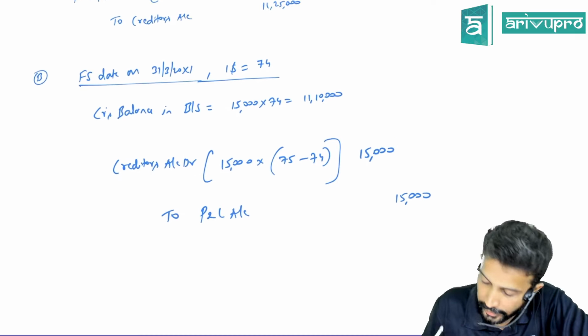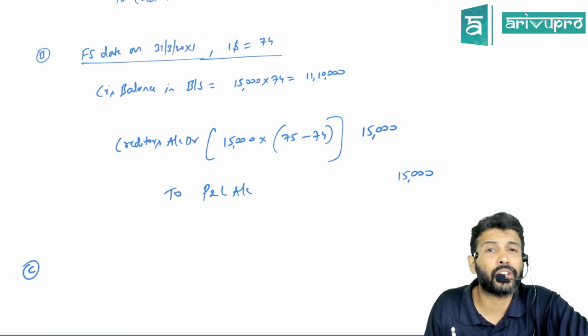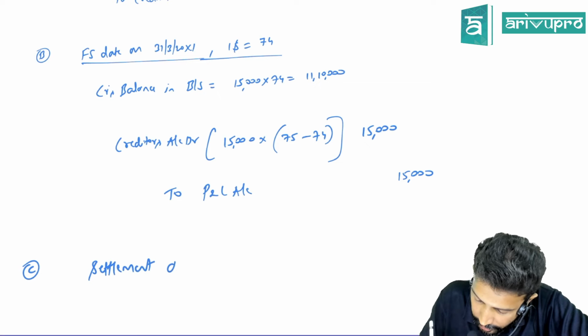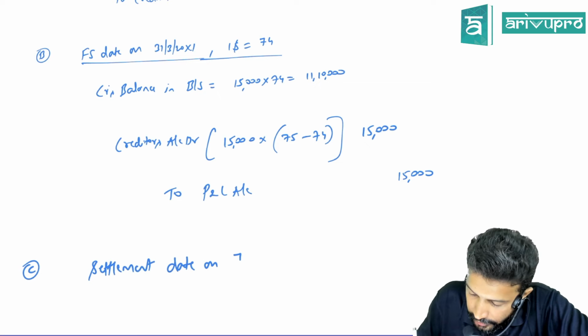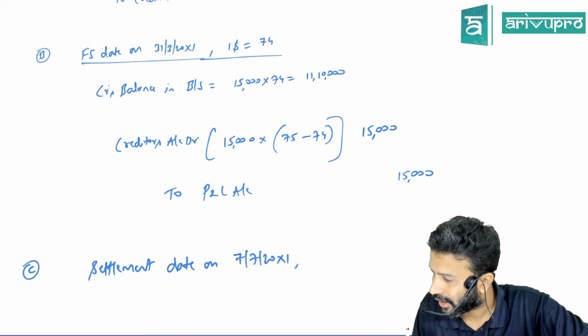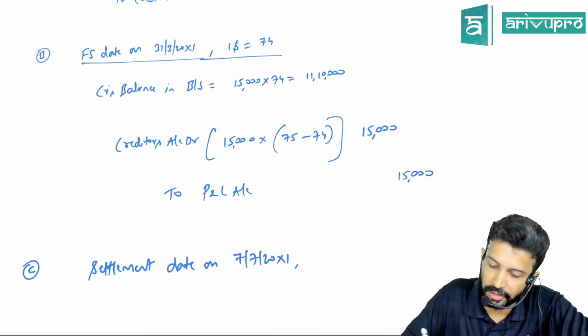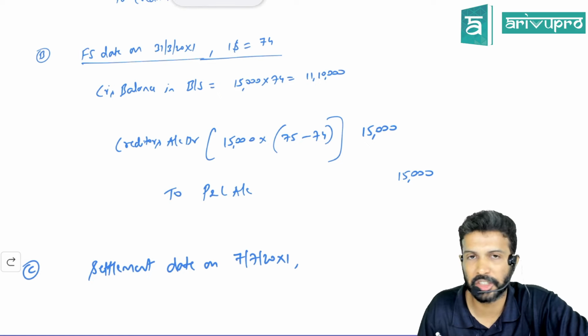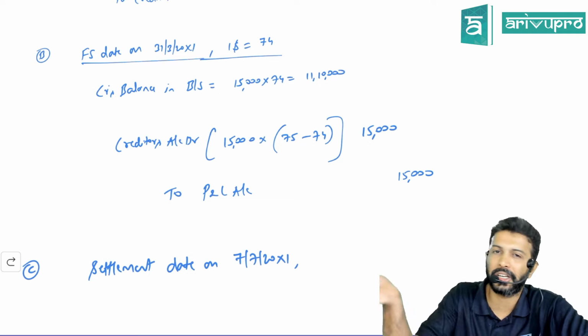Okay, great. Next, point number C. Last is your settlement. What is your settlement date, sir? Here, the settlement date is 7th July 20X1. Okay, what is FS? FS is financial statements. On 31st March, you have to prepare financial statements like the balance sheet, P&L, and all that.